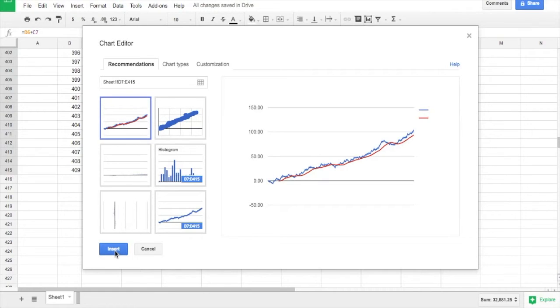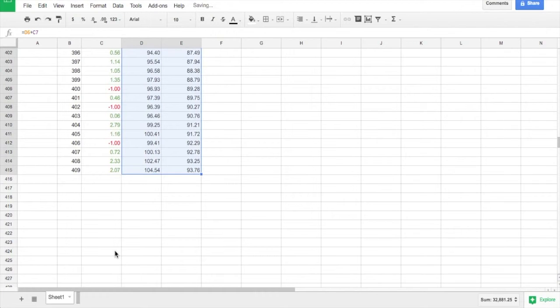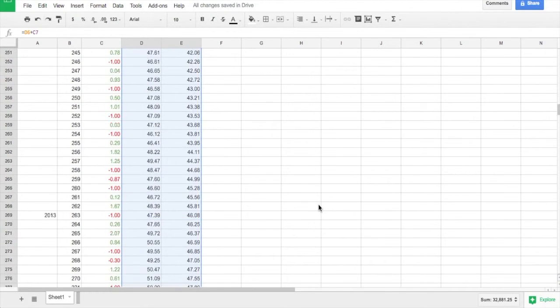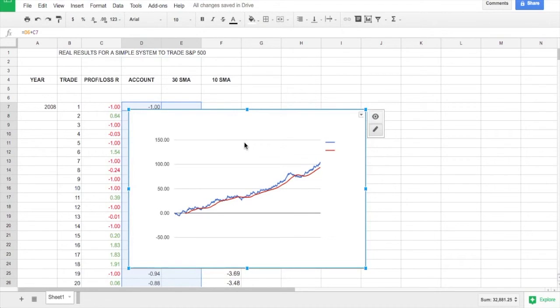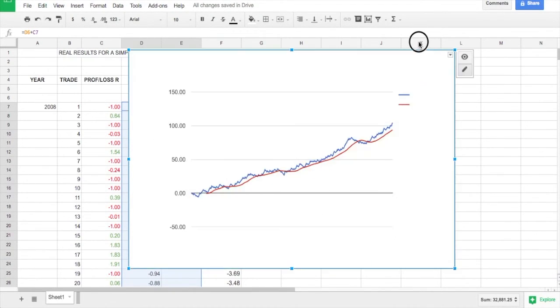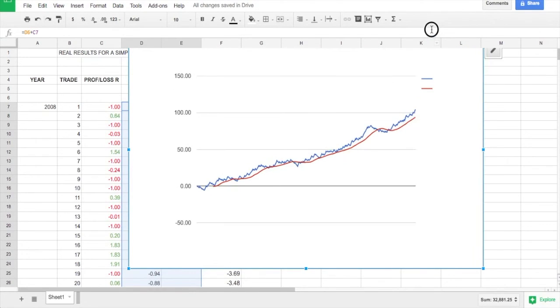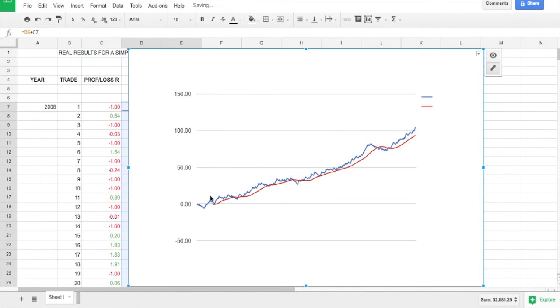Again, I assume there's far more options in Excel to do this. This Google Sheets is fairly basic, but it does everything I need it to do so far. Make that a little bit bigger. So there, what you can see is the blue line starting from trade 1 right through to the end, which is trade 409. That's quite a nice looking equity graph.